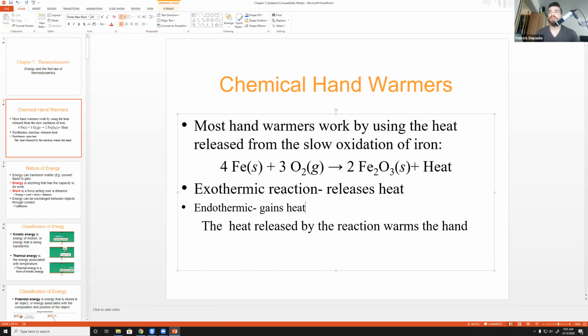So what that means is an ice cube. An ice cube is endothermic, meaning in that process, it's going to be releasing coldness. In other words, gaining heat. There's no such thing as cold. That's a weird concept to understand, but cold doesn't exist. The thing that makes things cold is the absence of heat, the absence of thermal energy.